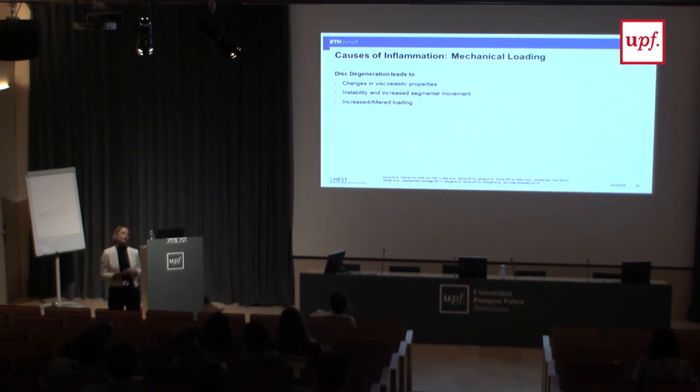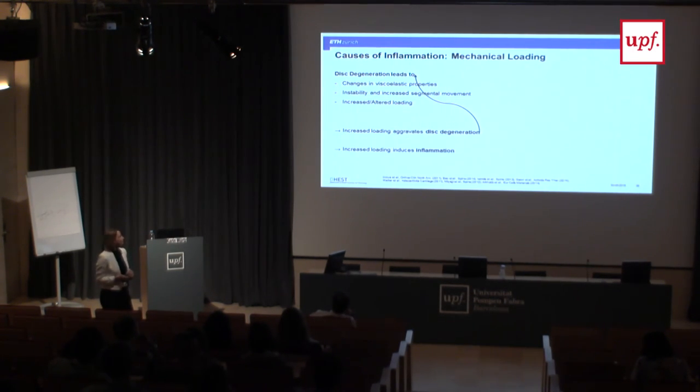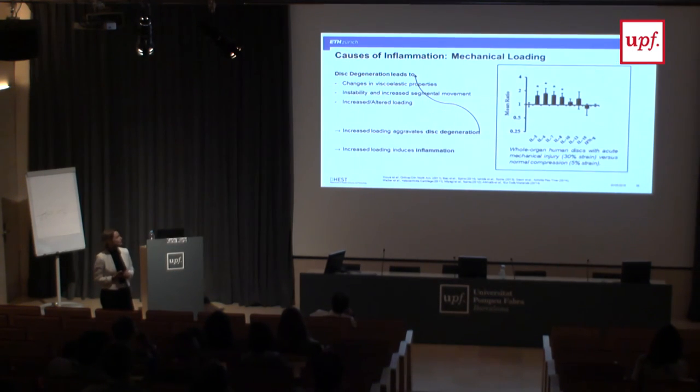So we've said that mechanical loading can be good, can be bad. And if you have disc degeneration happening, it changes the overall mechanical properties of your tissue. It will therefore also alter the loading that the cells actually experience, and that can then again lead to degeneration. So it's kind of a vicious circle. And it can also, in fact, directly increase inflammation. And this is something that I would like to show you.